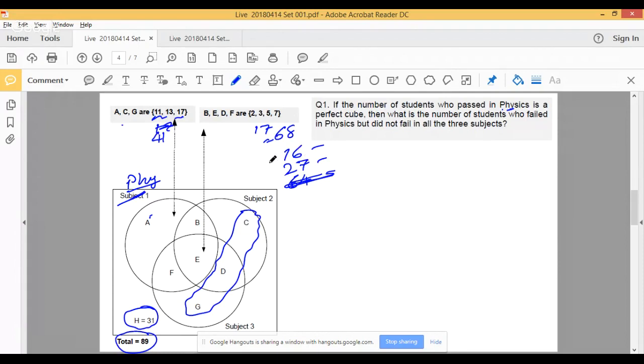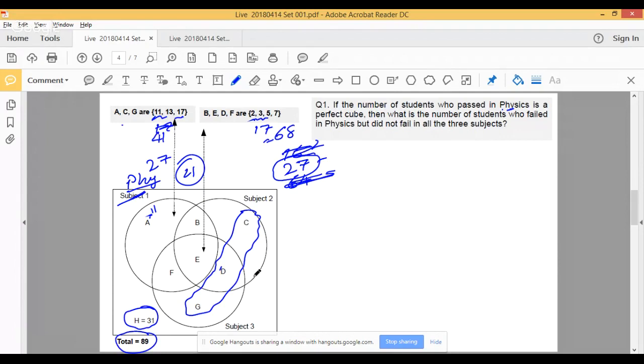Now, 16. Can I reach 16 with these numbers? A itself, the minimum value is 11. Can I reach 5 with these three? Even if I take the lowest 3, it will be at least 10. So the minimum possible range for physics would be at least 21. So 16 also is not possible. So 27 is the only cube which is available. So physics is 27. The people who failed in all the subjects are 31.